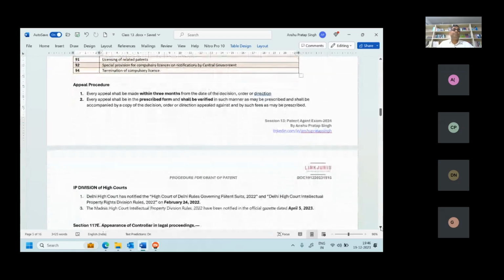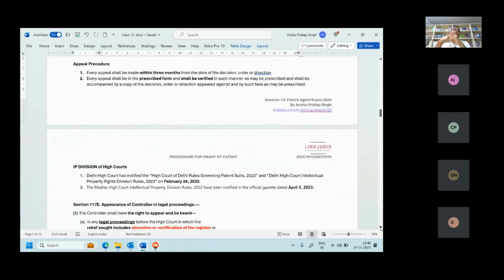Then comes appeal procedure. Every appeal shall be made within 3 months. This is a limitation period. After 3 months, you cannot appeal that particular decision, order, or direction. Every appeal shall be in prescribed form and shall be verified in such manner as may be prescribed and shall be accompanied by a copy of the decision, order, or direction appealed against and by such fee as may be prescribed. Please remember the appeal procedures and this prescribed form will be governed by the rules of that high court where you are appealing.